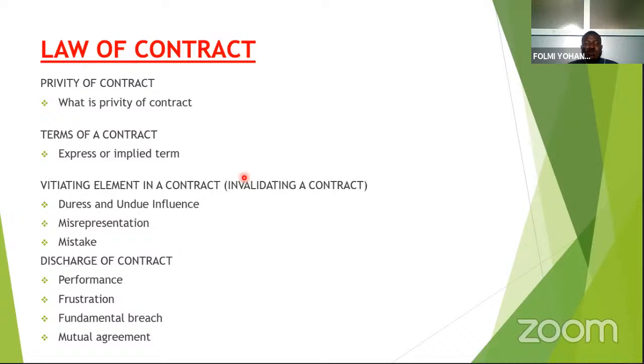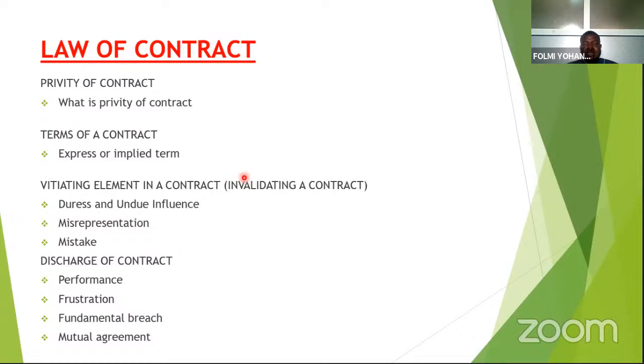So then, how can a contract be discharged? A contract can be discharged once parties have performed their obligations under the contract. Is it supply of rice? You've supplied the rice and they've paid you your money. You've performed your obligation under the contract. The contract is discharged.